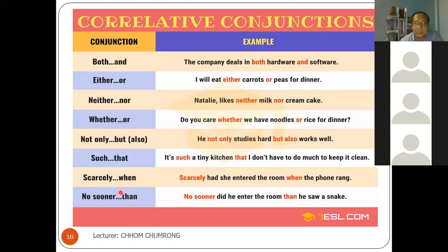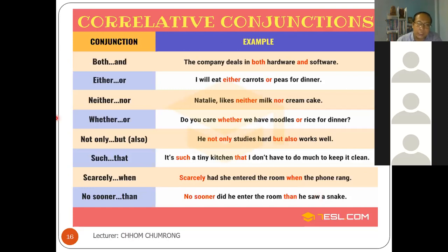No sooner did he enter the room than he saw a snake. So these are what we call correlative conjunctions. And don't forget, when we use them, both sides might have the same structure: noun, verb, the same. This is what you have to be careful about with correlative conjunctions.